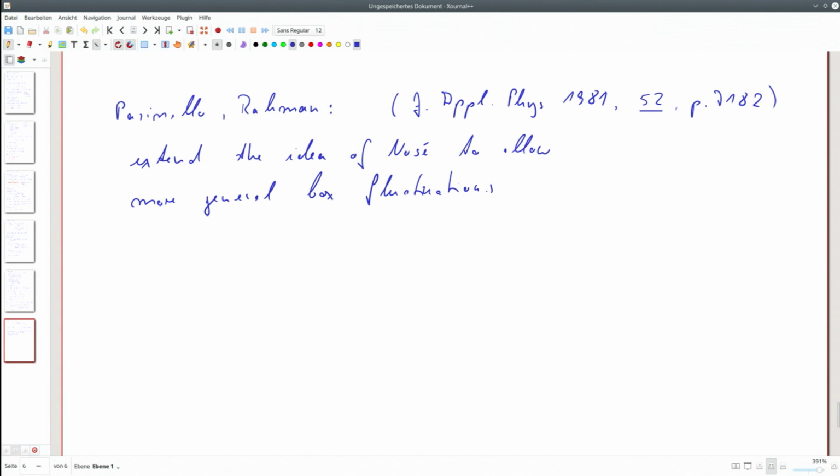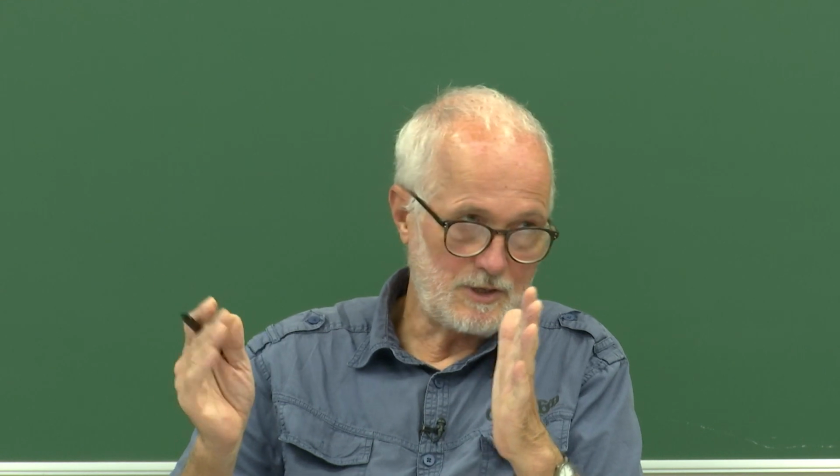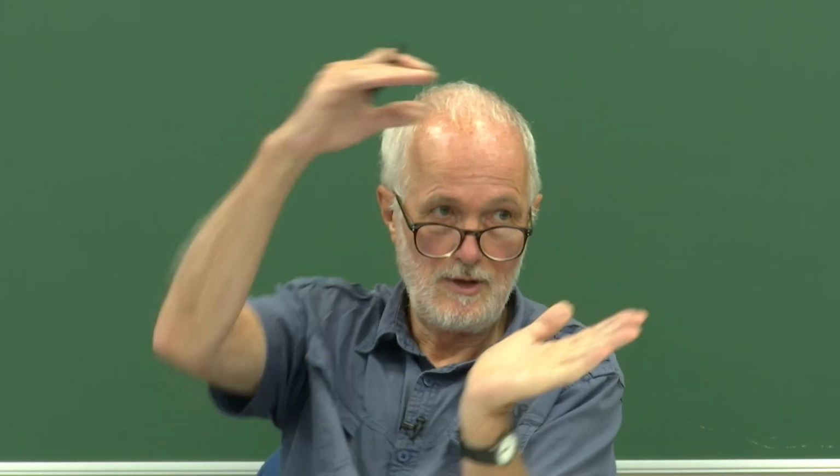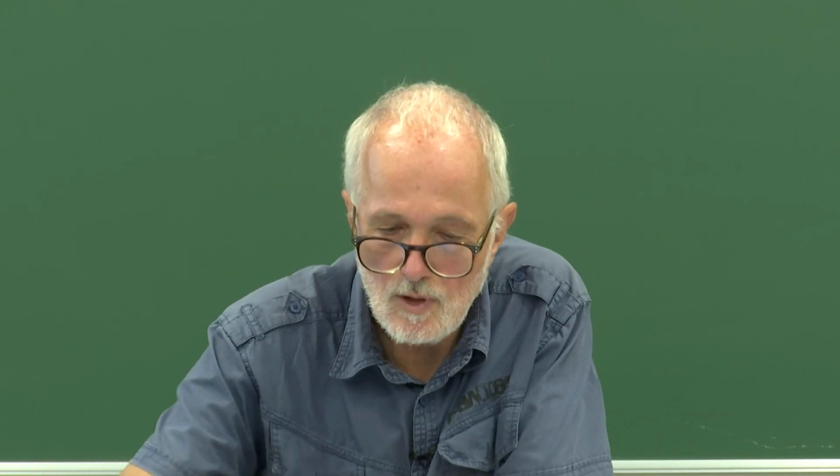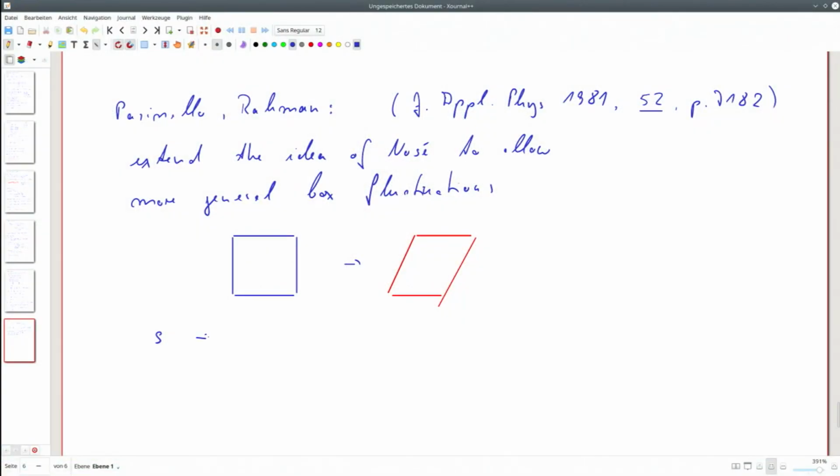Fluctuations. So this rectangular box can transform into a parallelogram, like this. And this means that for this transformation, instead of having one scaling parameter, you have a scaling matrix, a symmetrical 3 by 3 matrix, because you don't want to have rigid body rotations. So this parameter S from Nose is replaced by a 3 by 3 matrix, H.